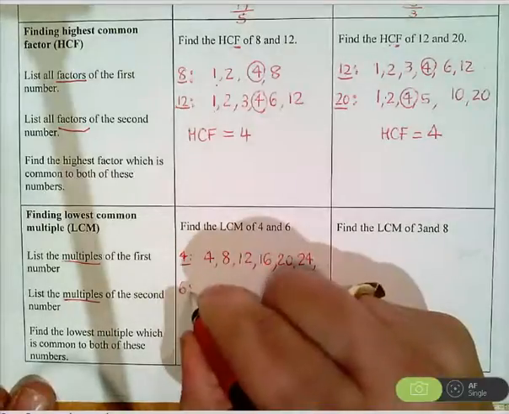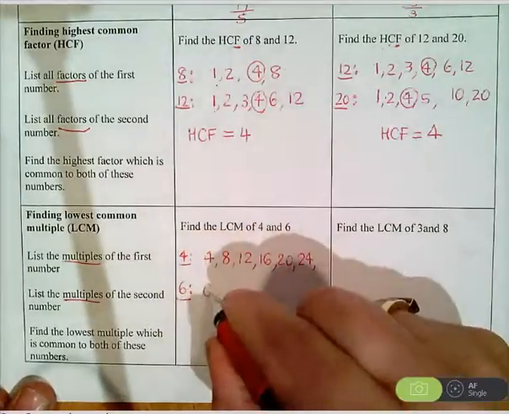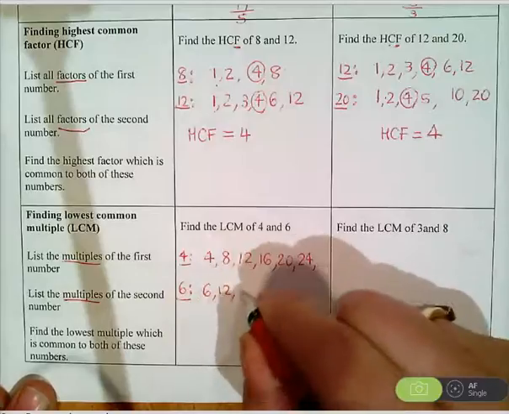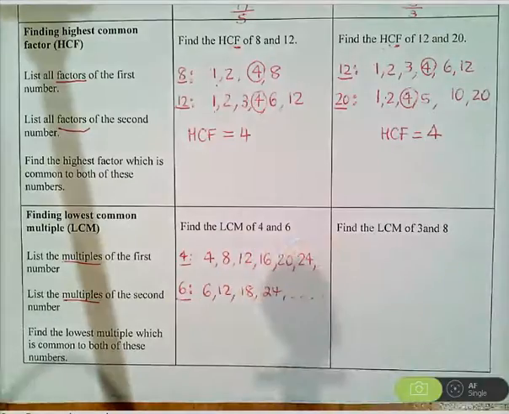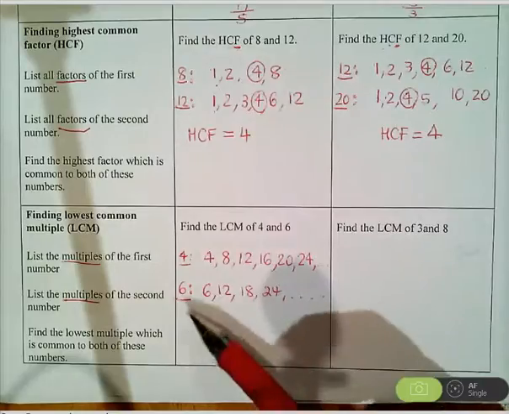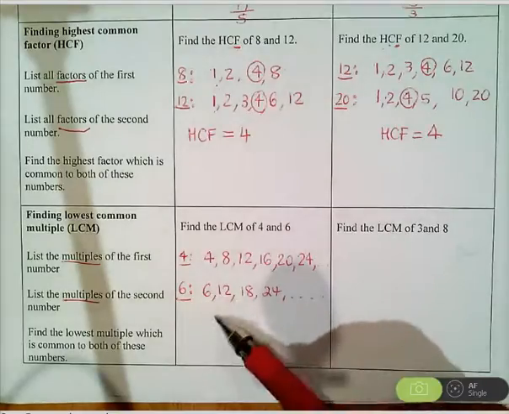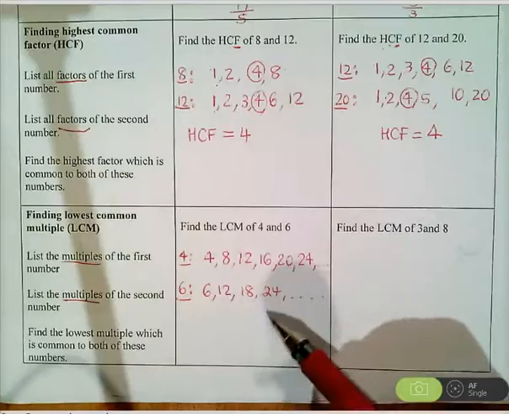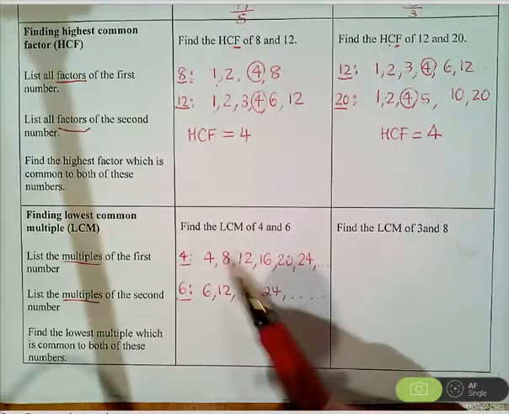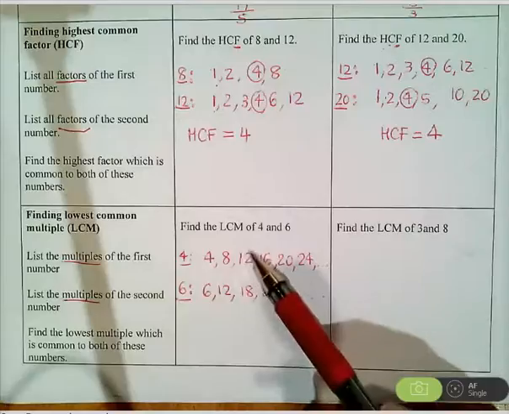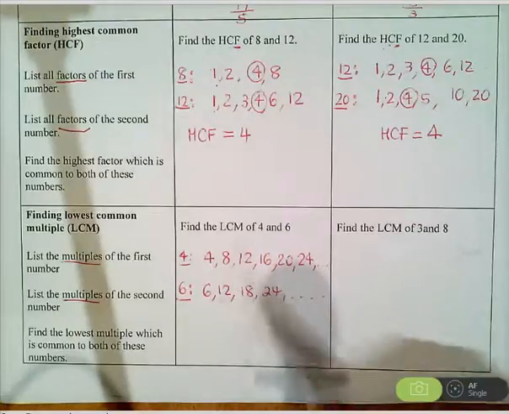I'm going to do now the multiples of 6. So counting up by 6s, we've got 6, 12, 18, 24, and I'll just stop there. Okay, so there I'm counting up by 6, or these really are my 6 times tables. 6 times 1 is 6, 6 times 2 is 12, 6 times 3 is 18, 6 times 4 is 24, and I'll just stop there because we've already got a number of multiples that are in common.